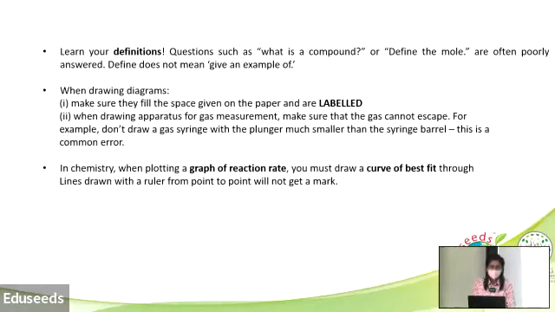Next one, in chemistry, when you are plotting a graph of reaction rate, you must draw a curve of best fit through the points. So you draw a curve, not a straight line. Although it's a line of best fit, it must be a curve for a rate of reaction graph. And if you draw a different line, maybe a straight line, you will not get the marks for that.